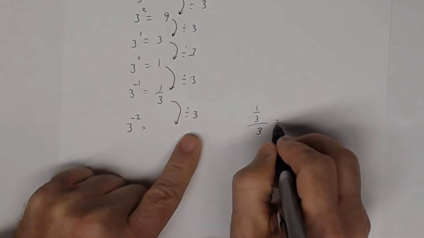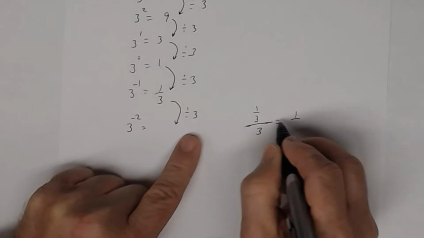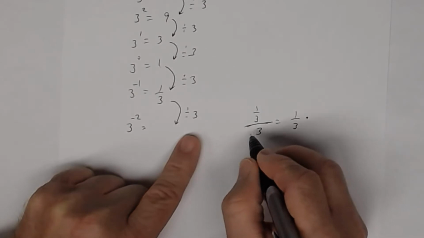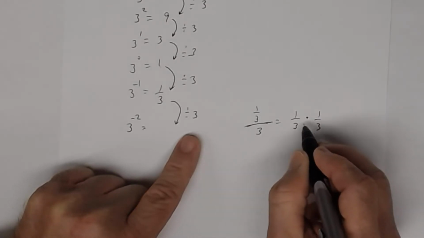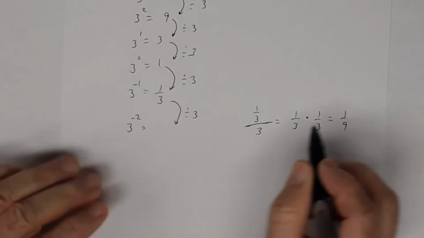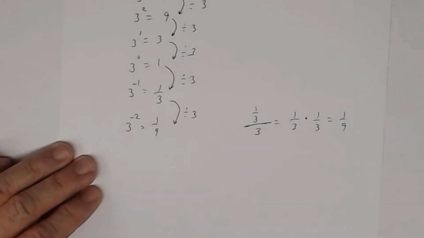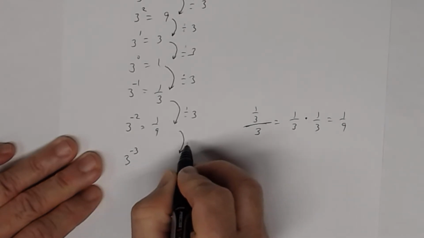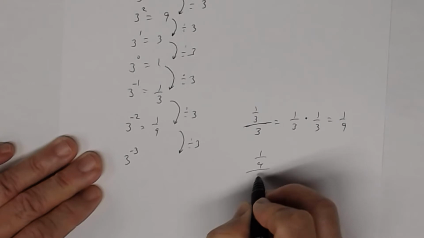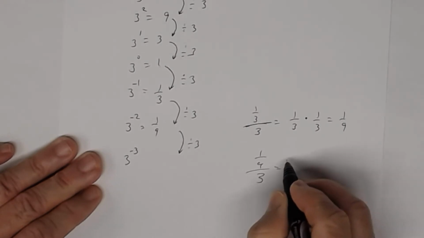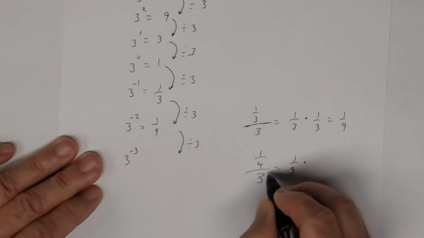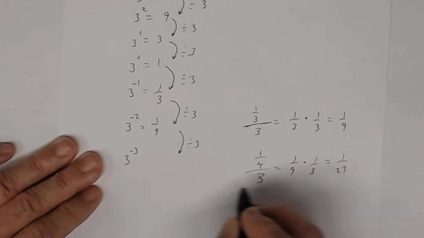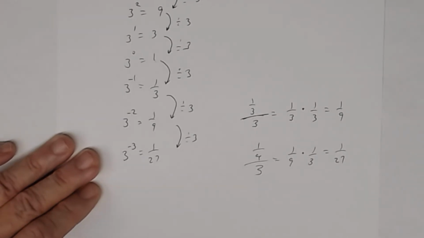Well, 1/3 divided by 3, remember when you divide fractions, you take the fraction in the numerator and multiply by the reciprocal of the denominator. So the reciprocal of 3 is 1/3. Well, 1/3 times 1/3 is 1/9. And we could do the next one, 3 to the negative third. So I take 1/9 and I divide by 3. Well, 1/9 divided by 3 means 1/9 times the reciprocal of 3, which is 1/3. 1 times 1 is 1. 9 times 3 is 27. So that becomes 1/27.